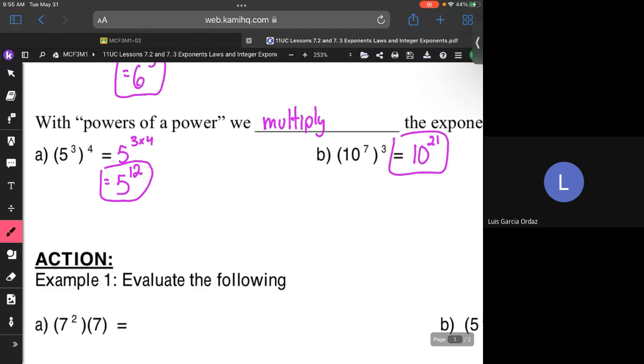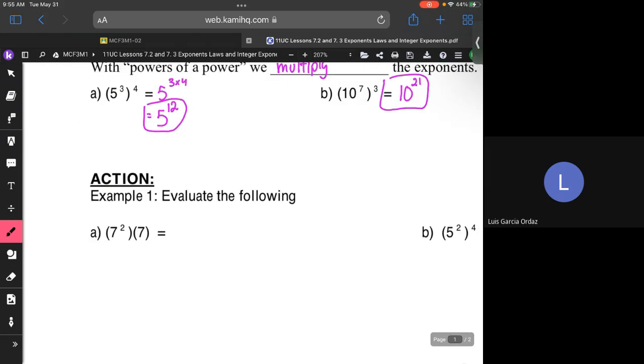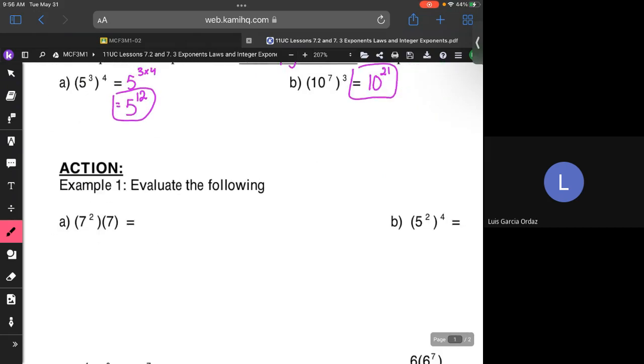Okay. So now the next one, we're just going to do a bit of it. So what would the first one simplify to? When it says evaluate, I want you to come up with the single power and then tell me what the answer is. So 7 to the power of 2 times 7, what would that simplify into? 7 to the power of 3. And can someone tell me what that answer is? 7 to the 3. And don't say 21.